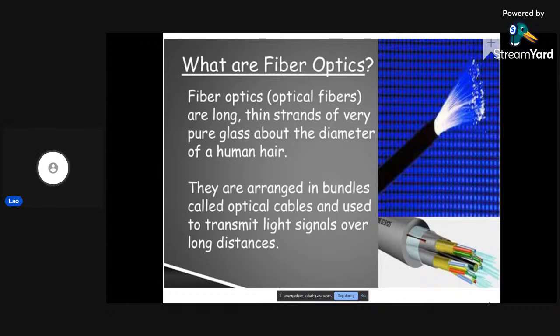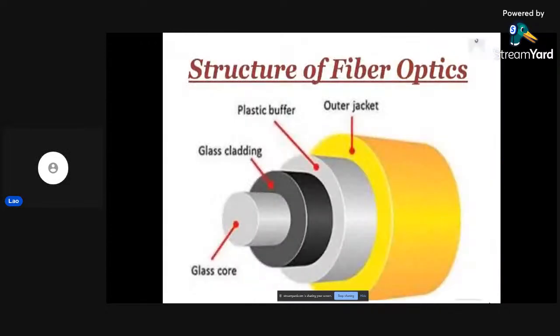As compared to traditional copper wires, fiber optic cables are less bulky, lighter, more flexible, and carry more data. So here is the structure of fiber optics. The outermost part is what we call the outer jacket. Jacket, ibig sabihin siya yung nagko-cover. Then we have the plastic buffer, glass cladding, and glass core.